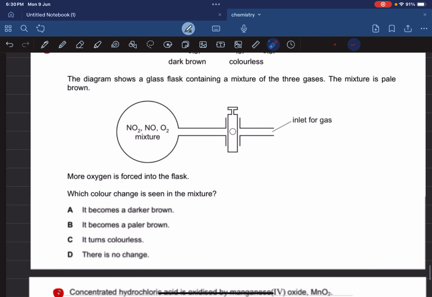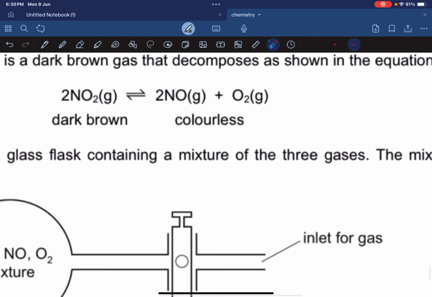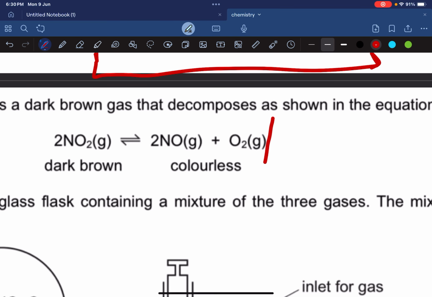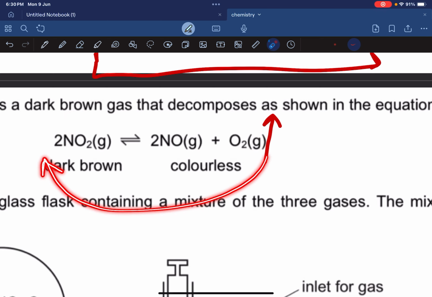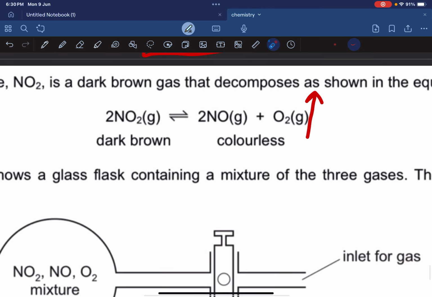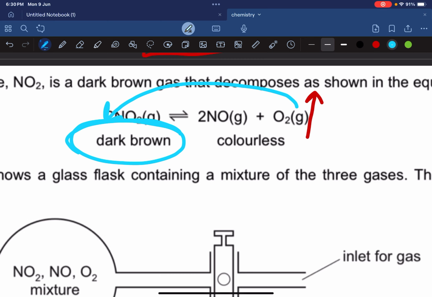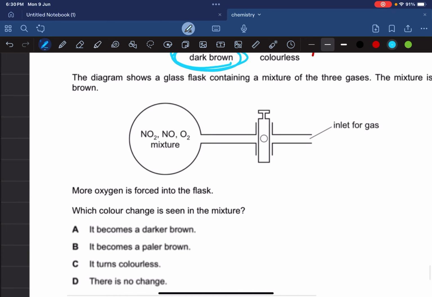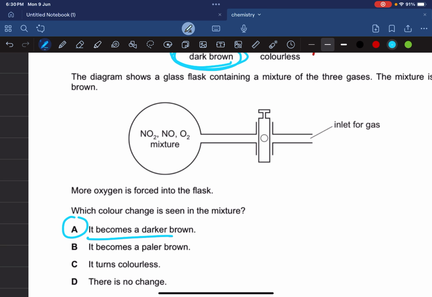Okay, more oxygen is forced into the flask. I increase my oxygen. What is the equilibrium going to do? Equilibrium always tries to balance out whatever I do. If I increase the amount of oxygen, equilibrium will decrease it. And to decrease it, it's going to move towards the backward side, okay? Which color change is seen in the mixture? When equilibrium shifts backwards, it's going to turn darker brown, okay? It becomes darker brown. Option A is going to be correct.